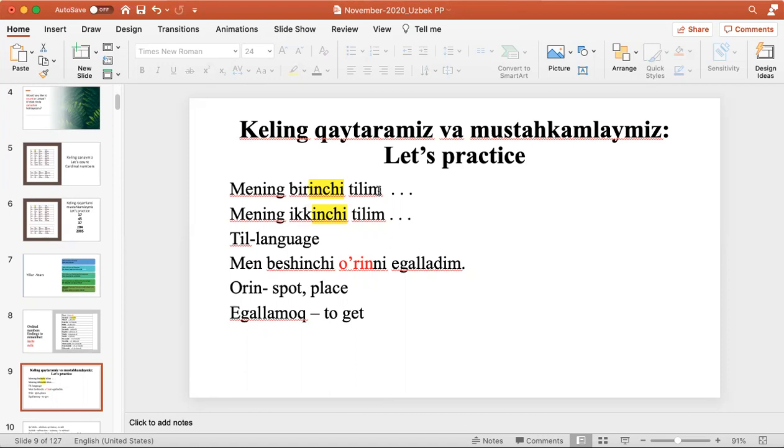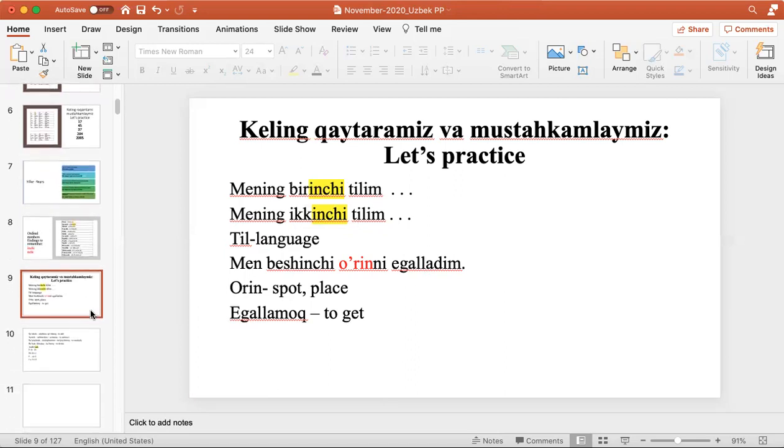Or you could say men beshinchi o'rinni egalladim. If you're participating or trying to take part in some competitions, you could say men beshinchi o'rinni egalladim. O'rin means spot or place. Egallamoq means to get or to hold something, right? For example, you could say men birinchi o'rinni egalladim. Men ikkinchi o'rinni egalladim. Men uchinchi o'rinni egalladim. I hope it helps you to practice.